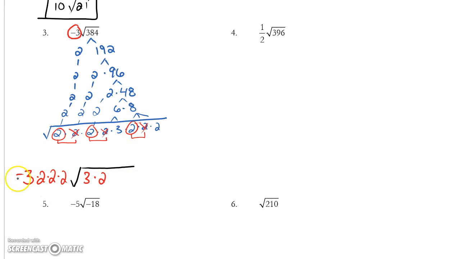Everything out here gets multiplied together. 2 times 2 times 2 times negative 3 gives me a negative 24. Square root of 3 times 2 is 6. So that's an example of all the different types that we've practiced yesterday. I want you to finish this front page. You can go ahead and get started now.